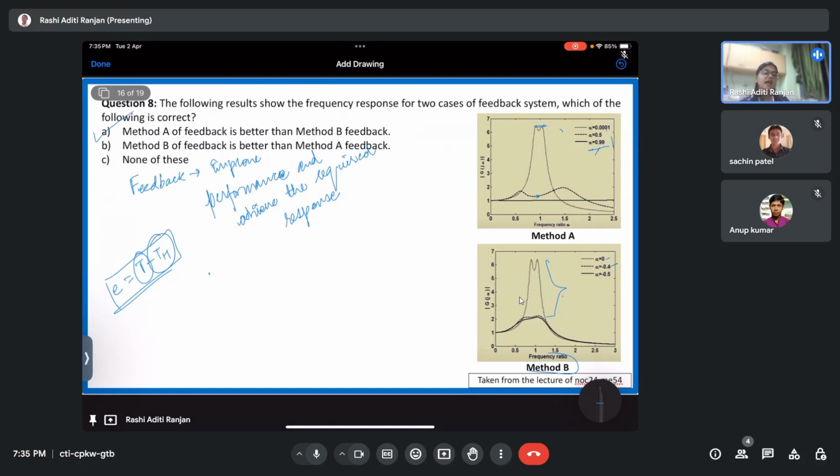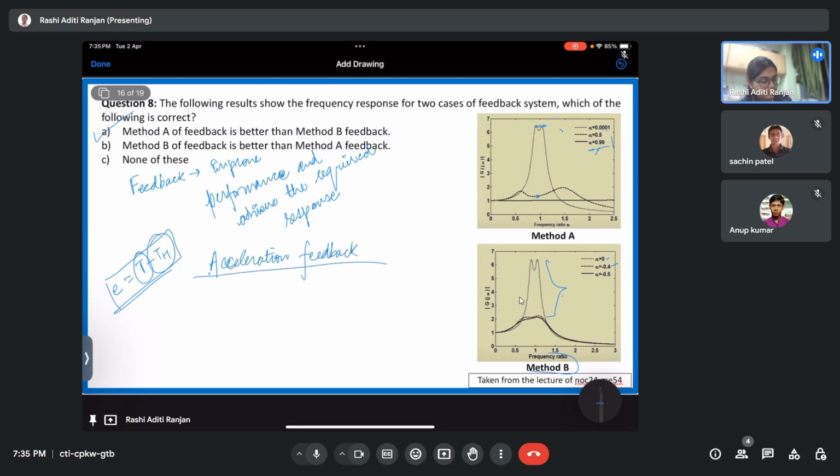Over here, method A is essentially the acceleration feedback and method B is your displacement feedback. Now, what happens in an acceleration feedback is, as the name suggests, acceleration feedback.